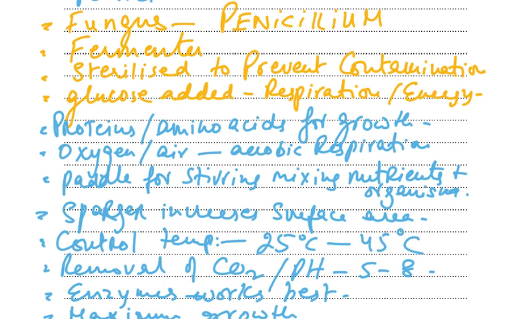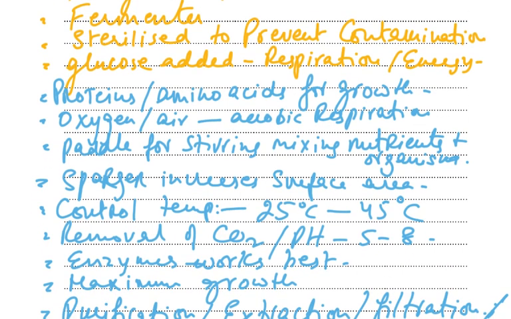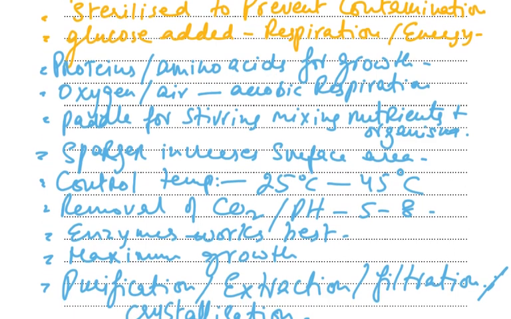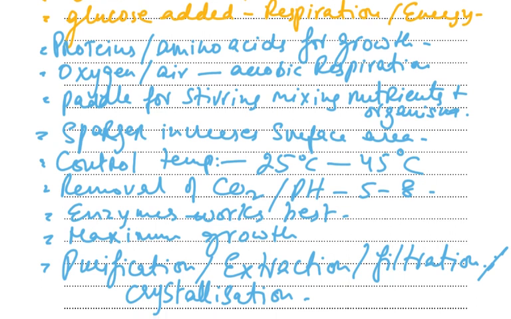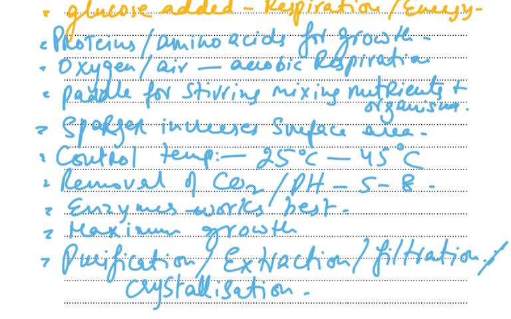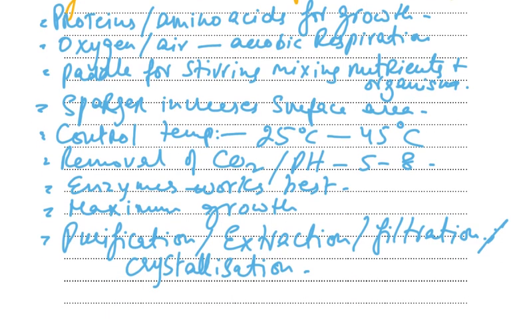So proteins and amino acids for growth, oxygen into the fermenter for aerobic respiration, a paddle for stirring or mixing the nutrient in the organism, then the sparger to increase the surface area, and for controlling the temperature, you needed to control it between 25 and 45. You needed to remove the carbon dioxide because the carbon dioxide would form carbonic acid. This would lower the pH and it would make it acidic, and then it would not work. The organisms' enzymes would not work. And in order for the enzymes of the organisms to work best, you maintain both the temperature and the pH. And this is to get maximum growth in a short amount of time.